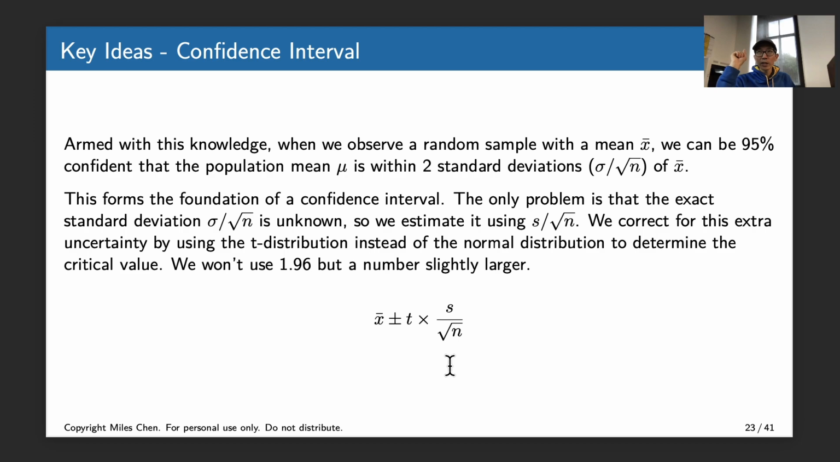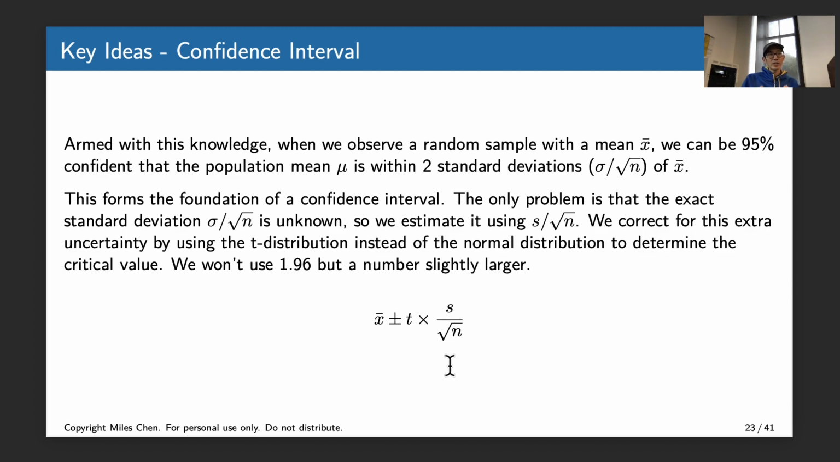And so we take that reasoning and that logic, and we flip it around. Now if I have a random sample and my random sample has mean x bar, then I can be 95% confident that the population mean mu is within 2 standard deviations of x bar.